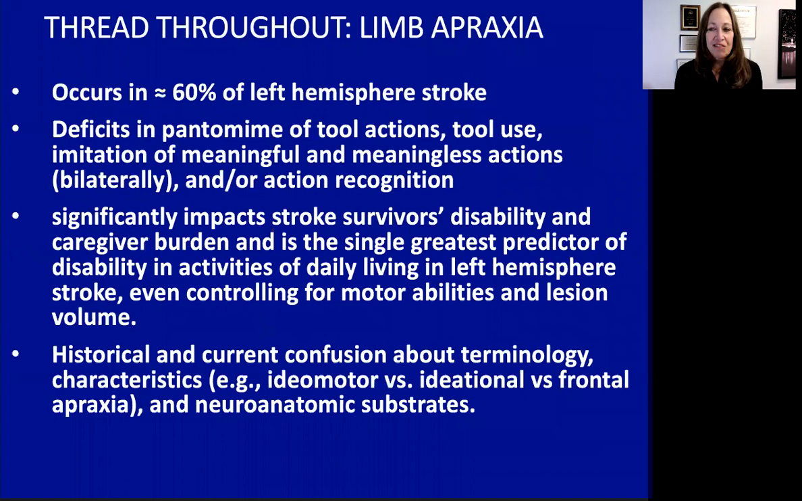So a thread throughout my talk today will be a focus on limb apraxia, which is a very interesting and common disorder that occurs after left hemisphere stroke. It's associated with deficits in pantomime of tool actions, with problems in actual tool use, imitation of meaningful and meaningless actions bilaterally, meaning with both hands, and problems with action recognition. And most stroke patients have at least some impairment of the right hand and arm, and so we often test them with the less impaired left hand.